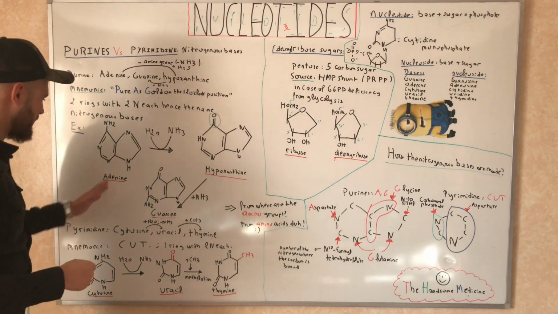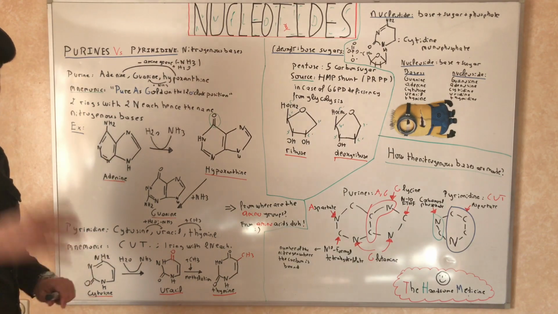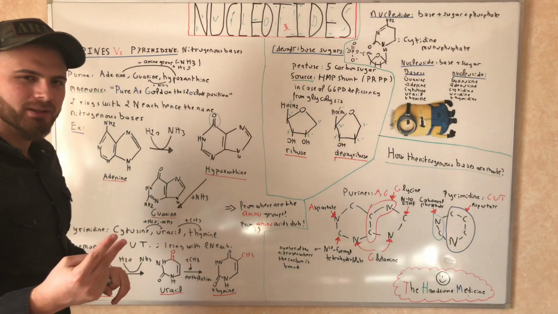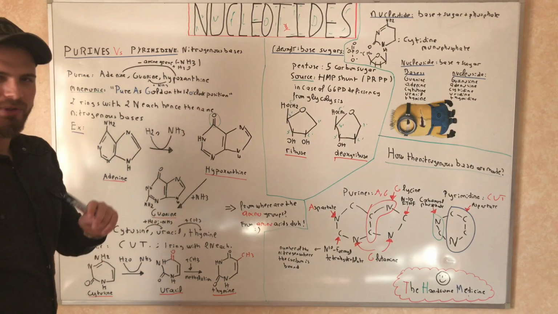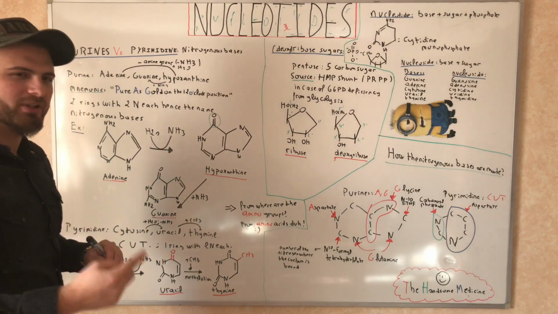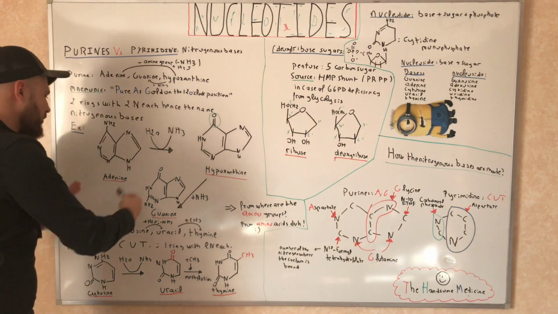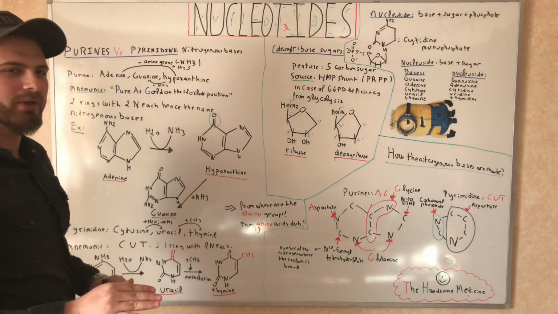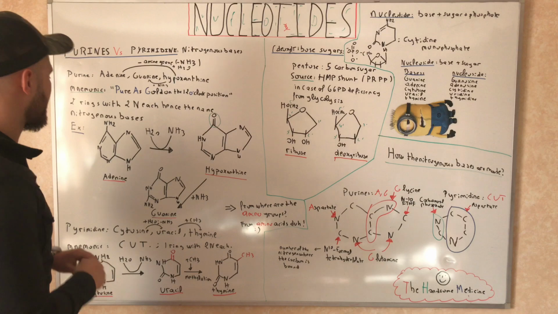And there is no oxygen. You can see here, no oxygen, okay? So this is the way to remember adenine. You see a structure with two rings, with nitrogen in each ring, and no oxygen, and an amine group. This is adenine. You can recognize it right away, okay?